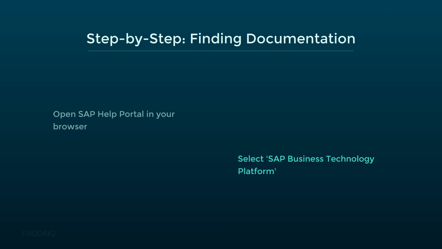Select SAP Business Technology Platform. This means choosing the main BTP area from SAP's documentation homepage. For example, if you are looking for help on building an app, you start here to access all relevant guides. This first step ensures you find the precise information needed for your project.